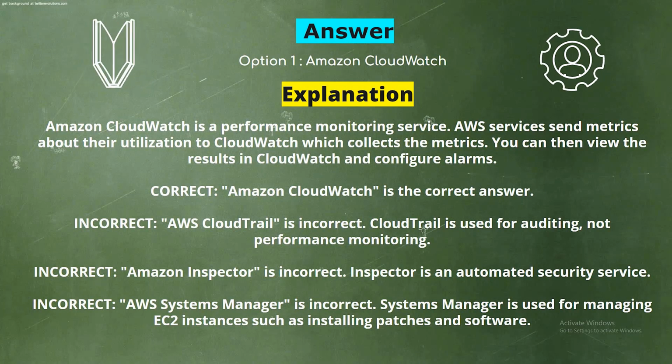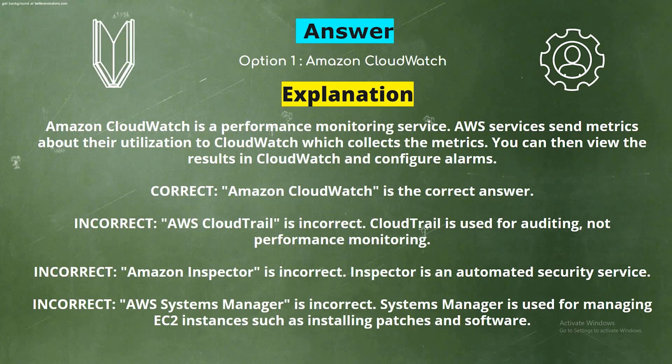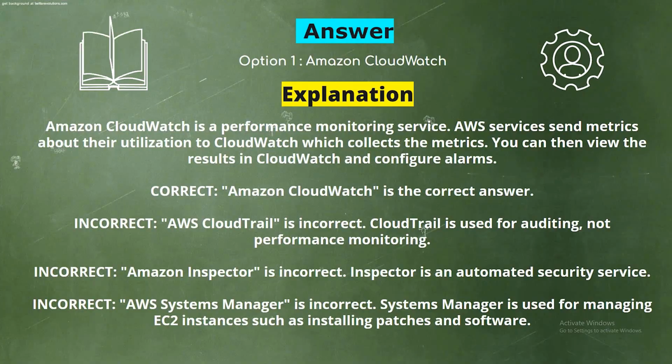AWS services send metrics about their utilization to CloudWatch, which collects the metrics. You can then view the results in CloudWatch and configure alarms. Correct. Amazon CloudWatch is the correct answer. Incorrect. AWS CloudTrail is incorrect. CloudTrail is used for auditing, not performance monitoring. Incorrect. Amazon Inspector is incorrect. Inspector is an automated security service. Incorrect. AWS Systems Manager is incorrect. Systems Manager is used for managing EC2 instances, such as installing patches and software.